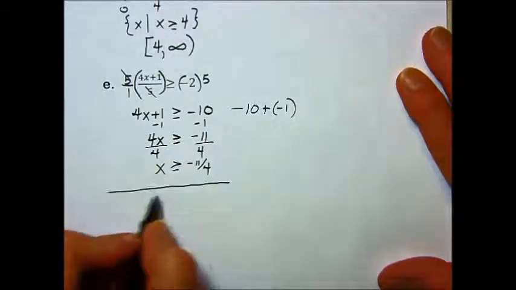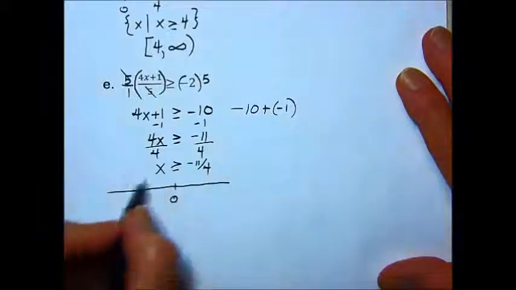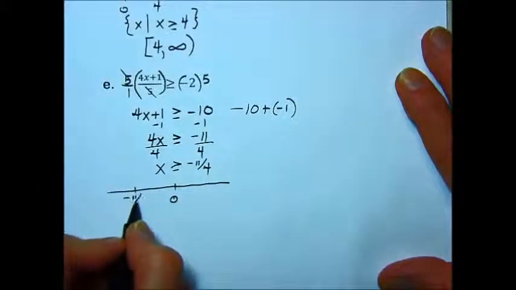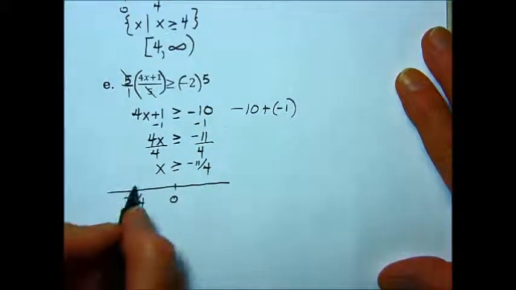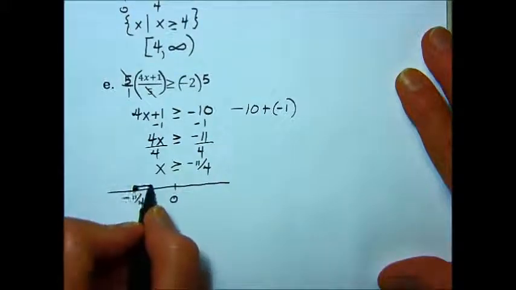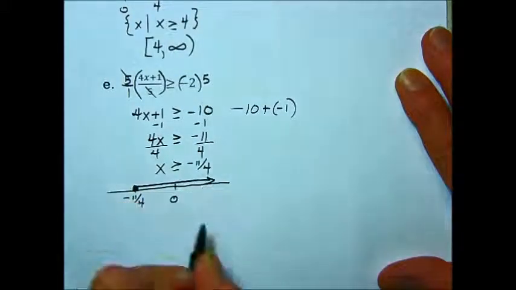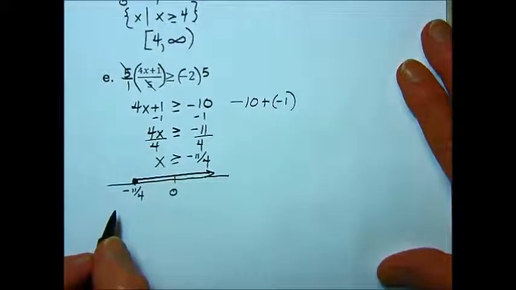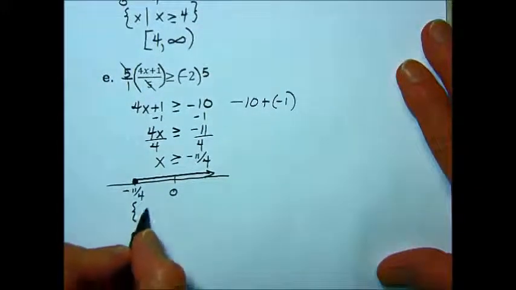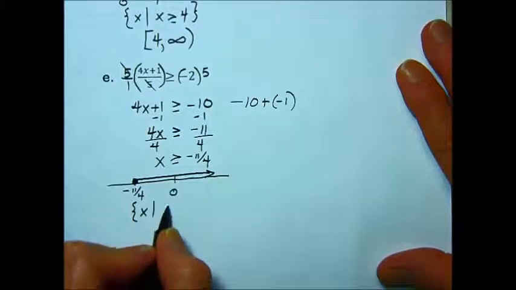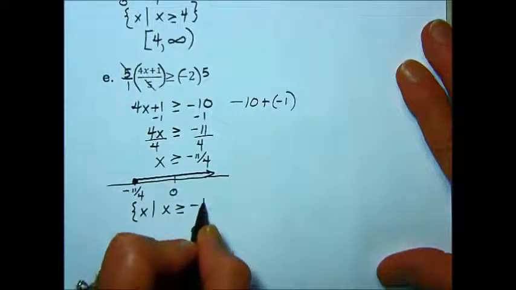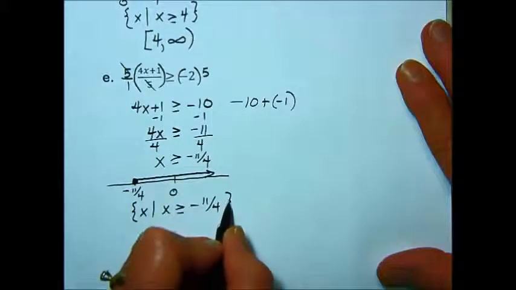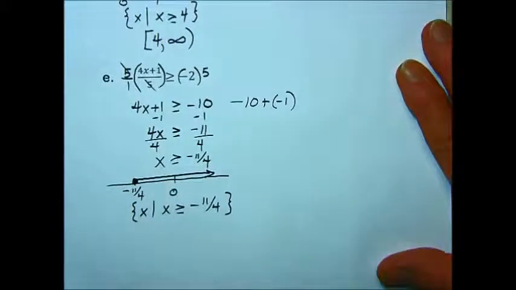Graphically, what does that look like? We're on the negative side here at negative 11 fourths, greater than or equal to. We're including that. Our graph is greater than, so it's headed towards positive infinity. Set builder notation: all the values of x such that x is greater than or equal to negative 11 fourths. And you certainly could express that as a decimal equivalency.